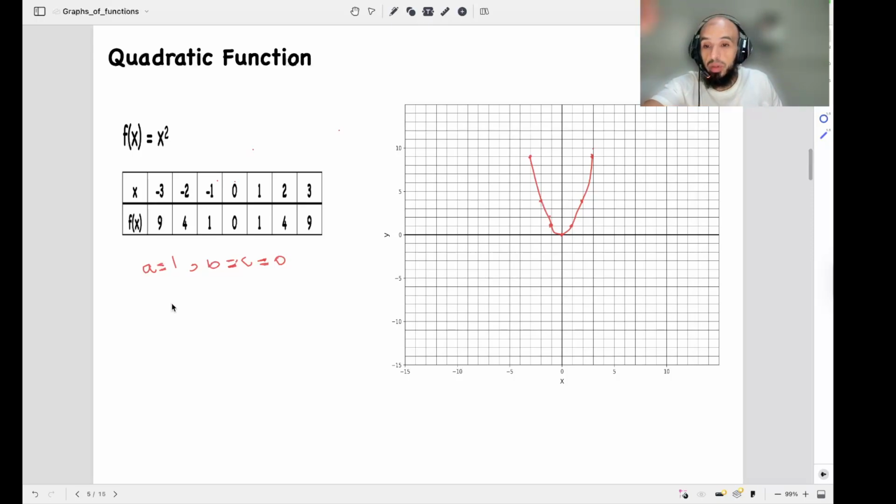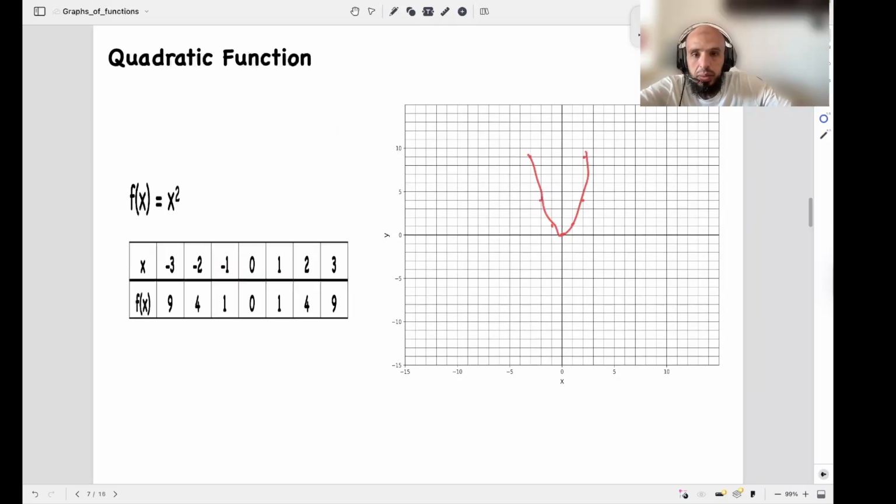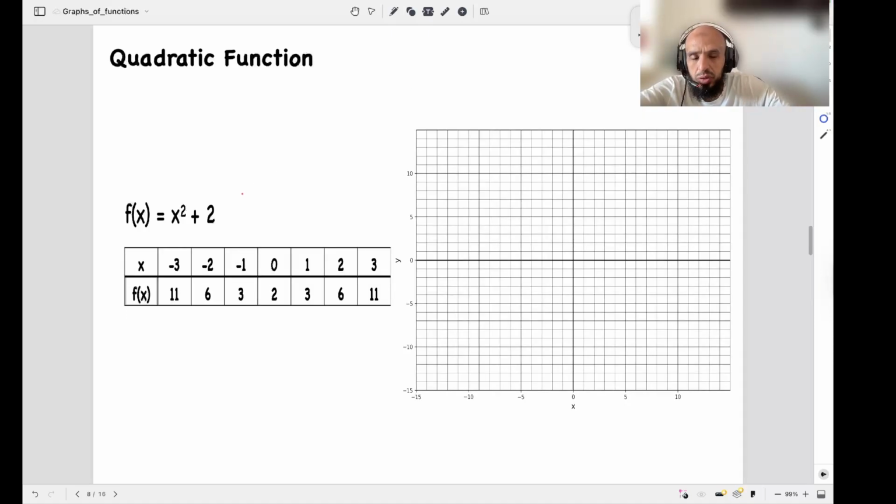And you can check the full lesson about even and odd functions in the playlist in the description. Now if we look at another form of a quadratic function where there is a constant added to the x squared, it will look like a parabola as well, but it will shift vertically upwards, and we will see this.